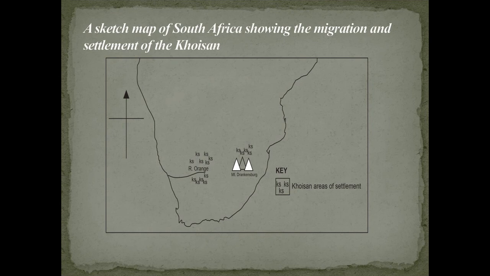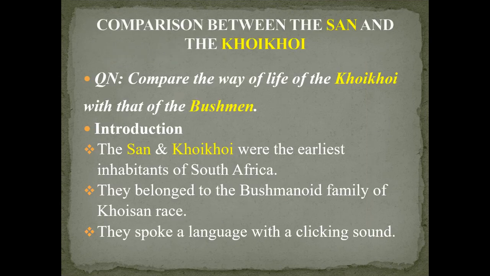Remember, the map is supposed to have the key basics: a title, compass, frame, key, and then you locate the areas where you see KS. That means Khoisan areas of settlement. When you look at these groups, you find that they are almost similar, and that is why when we are drawing our map, we indicate the same areas of settlement. Where the Sani settled, that is where the Khoikhoi settled. Where the Khoikhoi and the Sani settled, that is where the Khoisan also settled. So that is that.